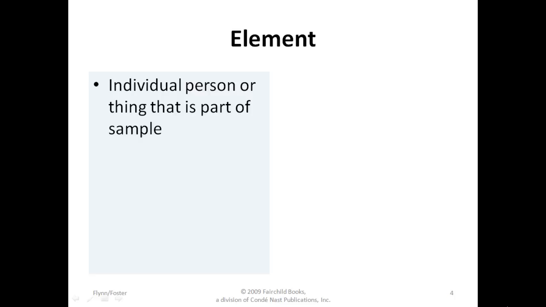Next is the term element. An element is the individual person or thing that is part of the sample. Each person who takes your survey would be an element. For your study, you need at least 30 elements.